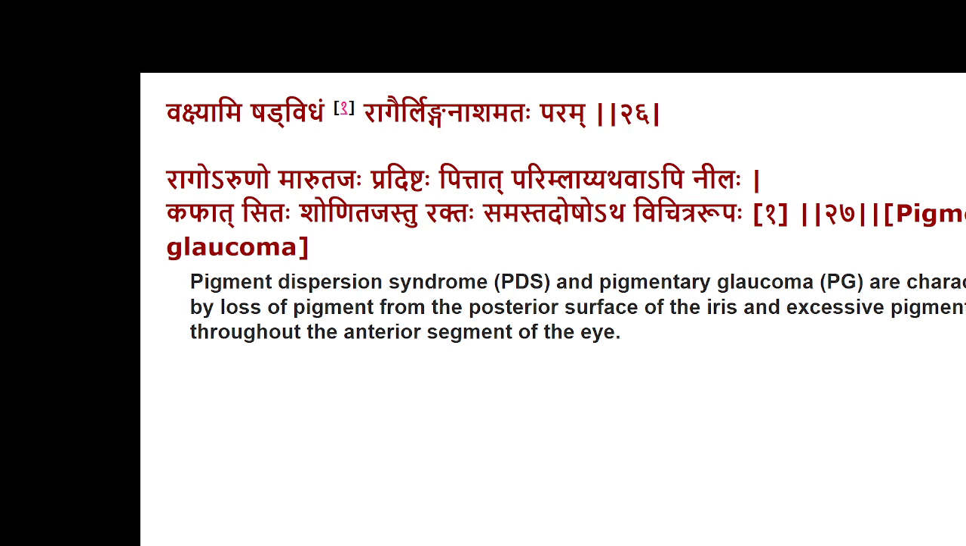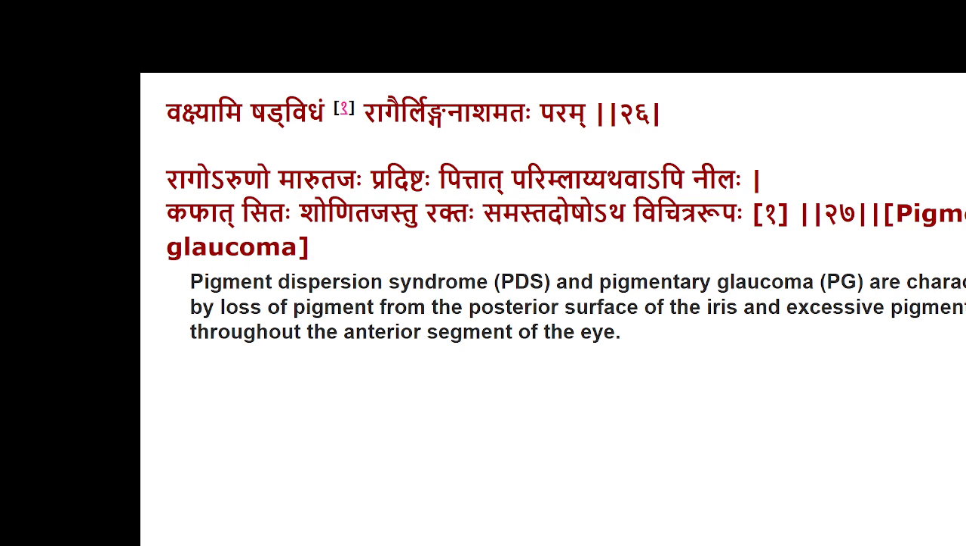Then, Vaksham Sharmizam Roga Hilikarasham Ataparam. The Linganasha or the cataract also can be produced due to the pigmentation as such, and that is based upon the color, the appearance of the lens as such. Rago arunah mardajah pradishtha pittat parimlai api atha api nilah kafarchitah shonjas raktah samastu dosho atha vijitra rupah. The color of the lens or the eyeball as a whole, the presence of different colors, would be affecting the vision. And Sushruta categorizes them into six categories based upon the doshas.